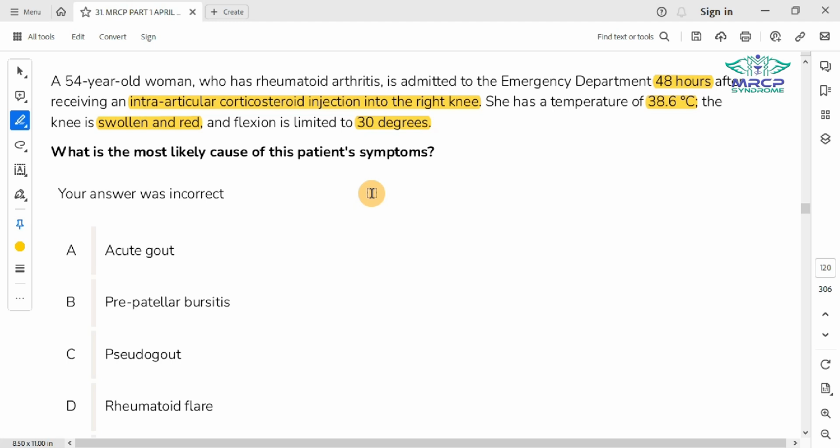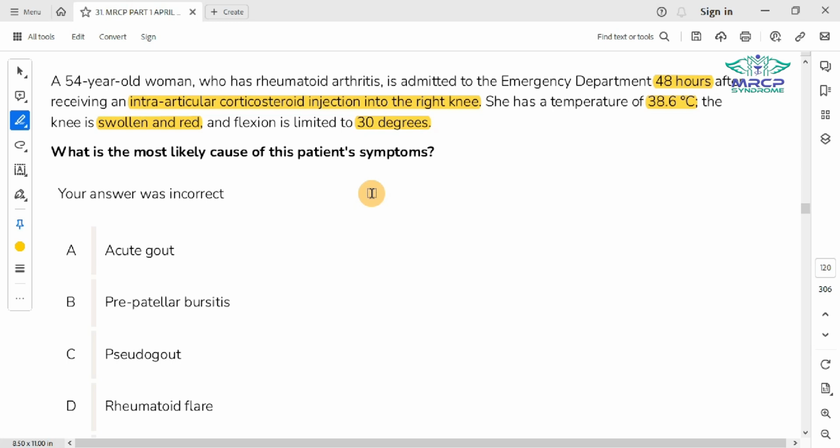A 54-year-old woman who has rheumatoid arthritis is admitted to the emergency department 48 hours after receiving an intra-articular corticosteroid injection into the right knee. She has a temperature of 38.6 Celsius and the knee is swollen and red. The flexion is limited to 30 degrees. So what is the most likely cause of the patient's symptoms?